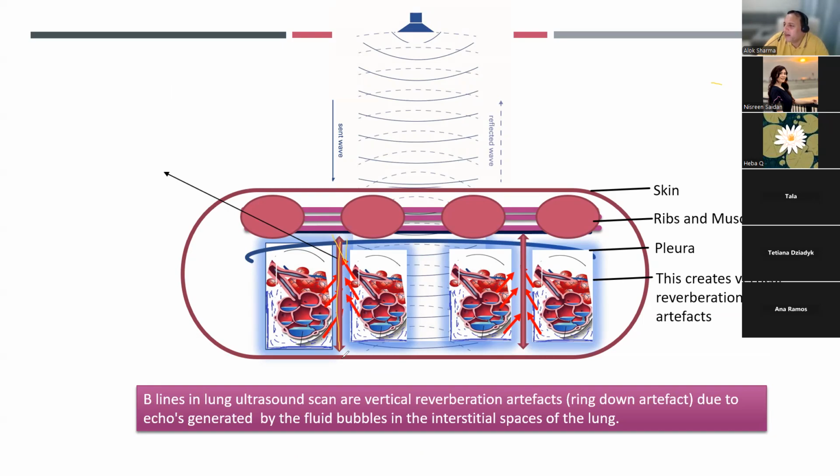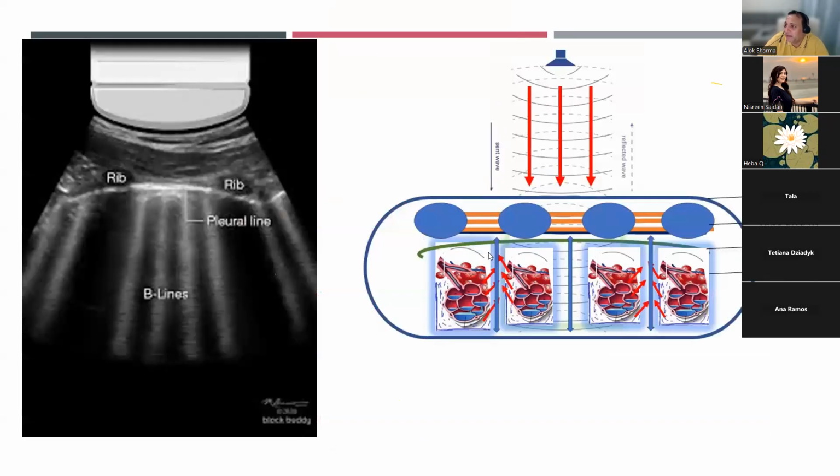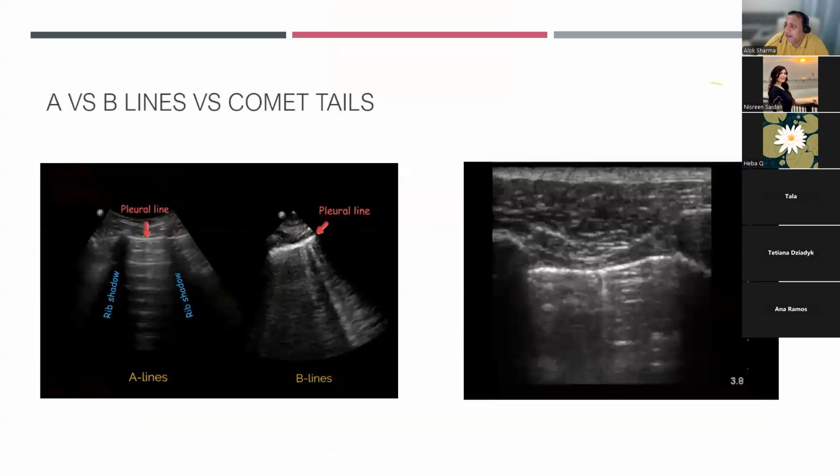You don't have enough tetrahedrons extending all the way down to trap fluids to produce the vertical artifact. Why is it so important? The reason it's so important is because if you can see comet tails, you can really see pleural sliding.